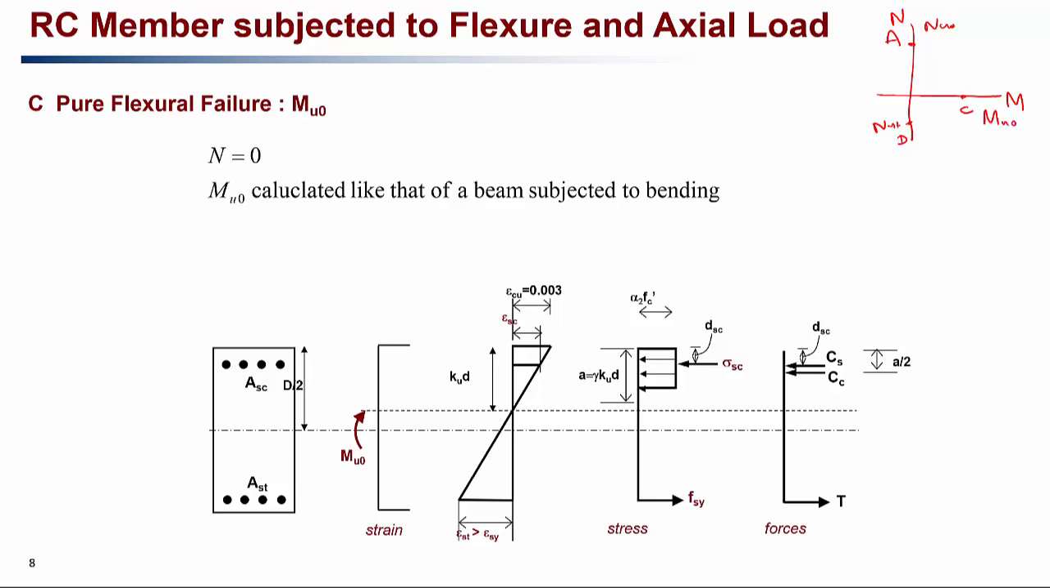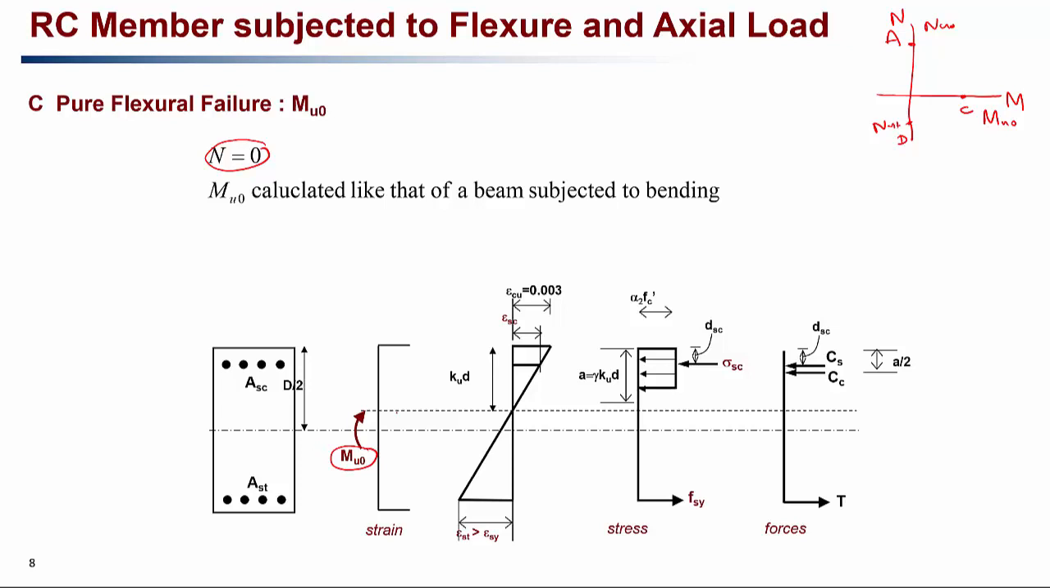So at point C, there is no axial force acting on it. That means N equals 0. There is no axial force, and it is pure bending moment capacity of the column. That means your column can be treated pretty much like a beam. And as there are reinforcement in both compression and the tension side, we have to treat it as a doubly reinforced section. So as you can see here, this is a column, but as it is subjected to pure bending moment, mu naught, there is no axial force.